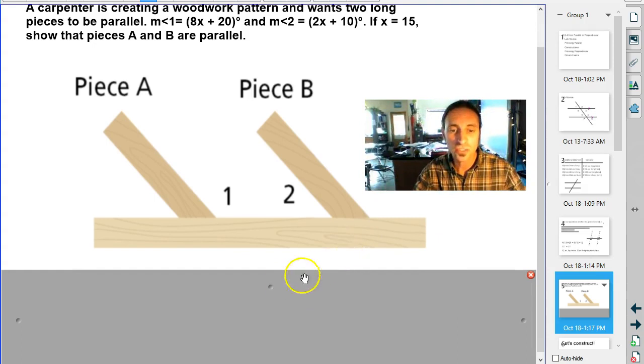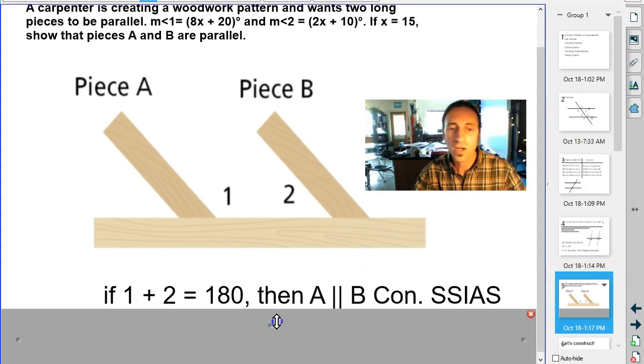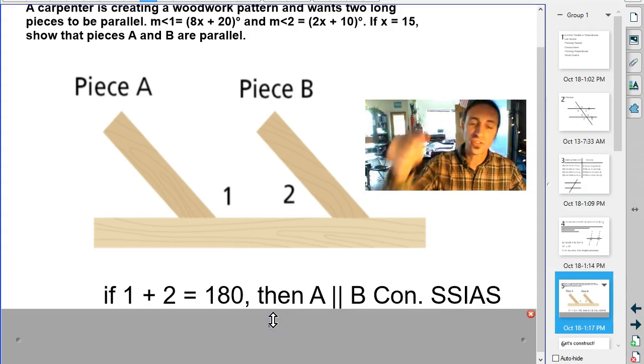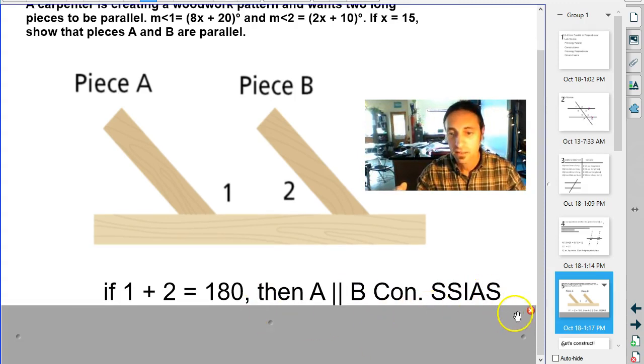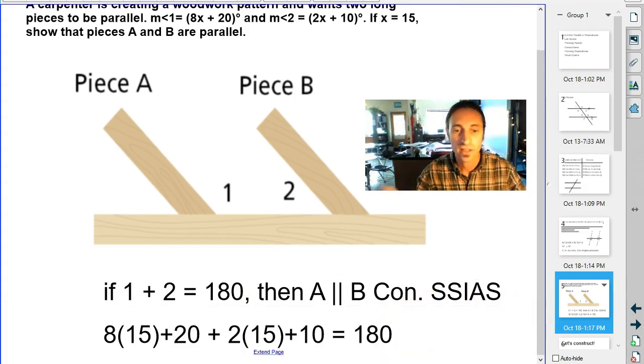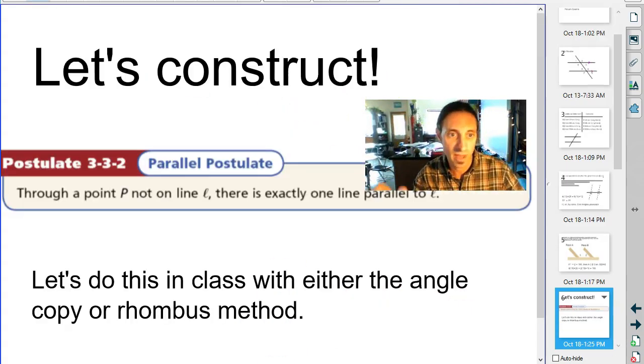So when you look at this problem, you're going to say, oh wait, 1 and 2 aren't equal. 1 and 2 add up to 180. And so if I can prove that 1 and 2 add up to 180, then A and B are parallel by the converse of same side interior angles are supplementary. And in fact, that is what we have here. When you do the math, you find out that they do add up to 180. So that's the big part of that lesson.